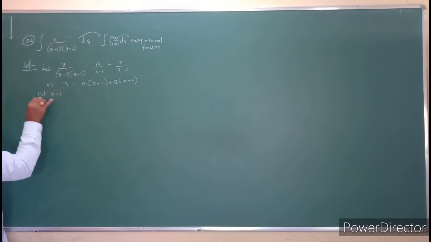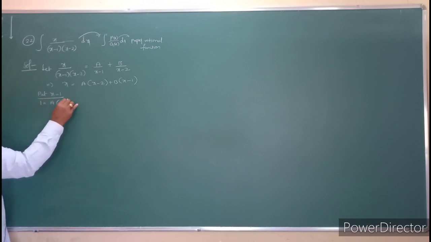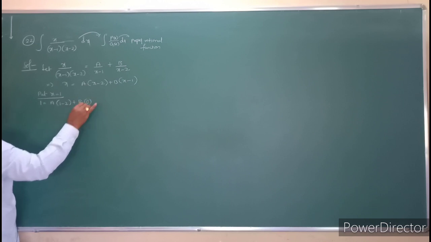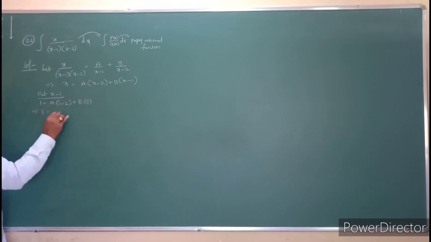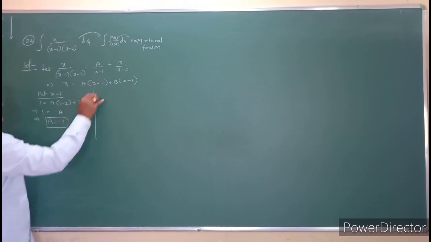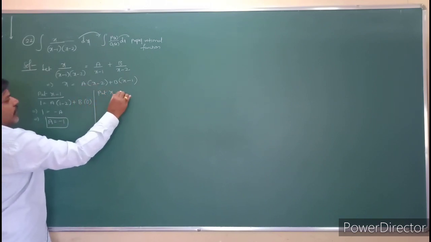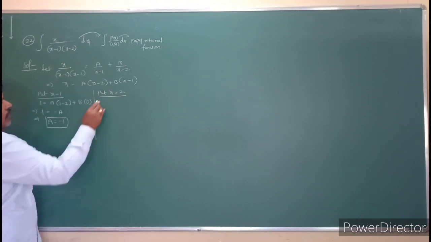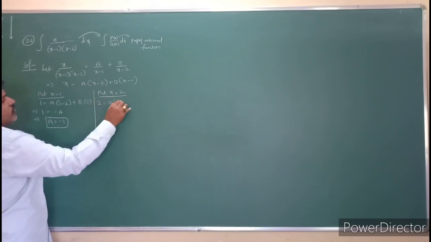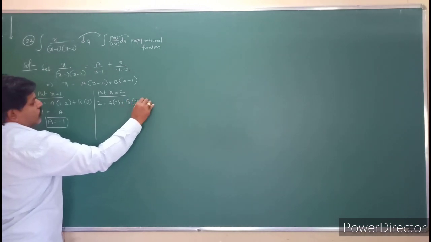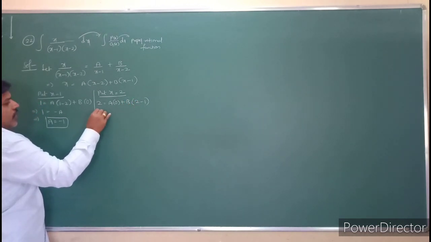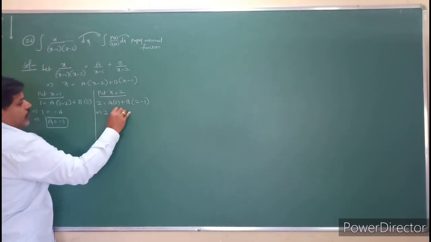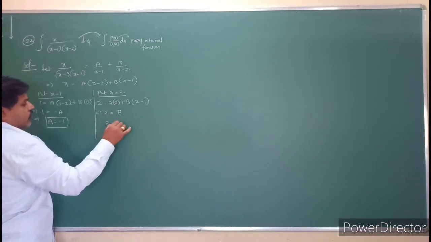put x is equal to 1, what happens? 1 is equal to a into 1 minus 2 plus b into 0. So that implies 1 is equal to minus a, that implies a is equal to minus 1. Similarly, put x is equal to 2, what happens? 2 is equal to a into 0 plus b into 2 minus 1. So that implies 2 is equal to b. So therefore, b is equal to 2.